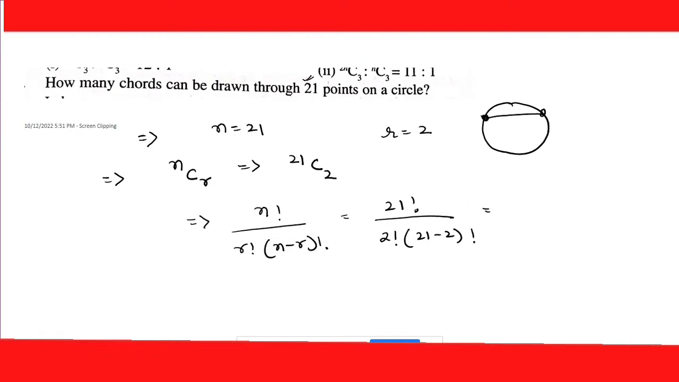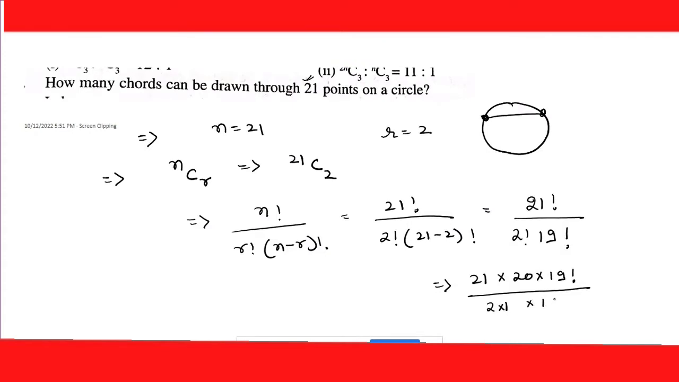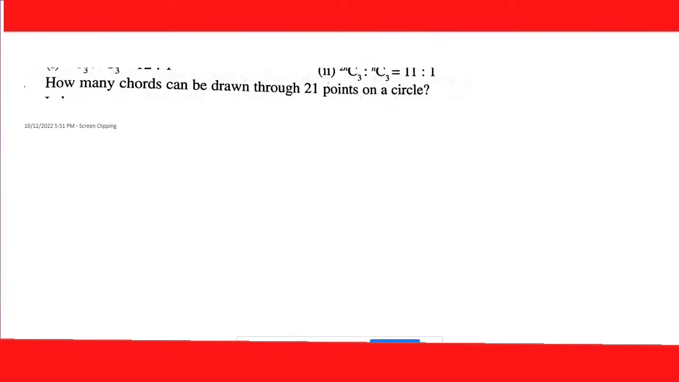Solve it and tell me the answer. I think you can solve. Yes, ma'am. 210 chords can be drawn through 21 points on a circle.